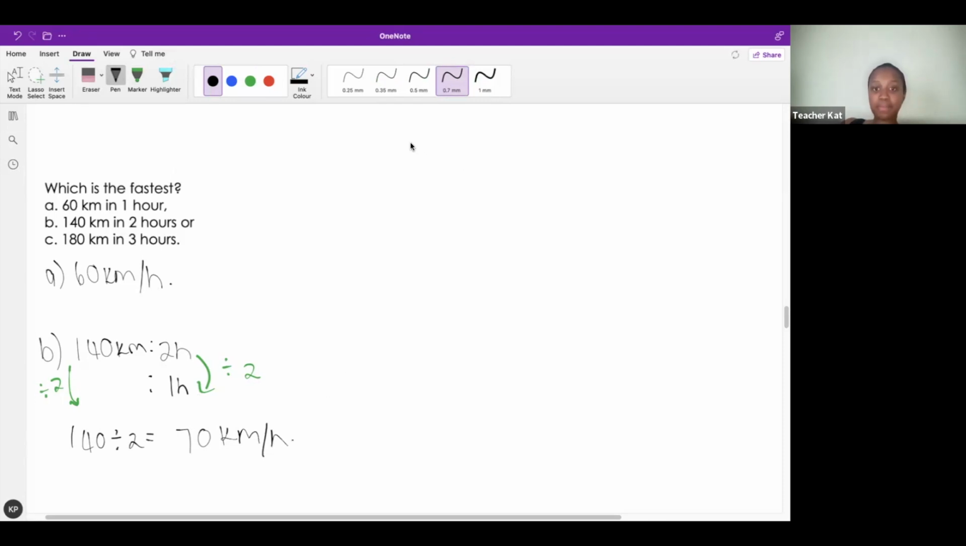And for number C, it says 180 kilometers in 3 hours. So that is not a unit rate. So what am I going to divide that by to get to 1 hour?